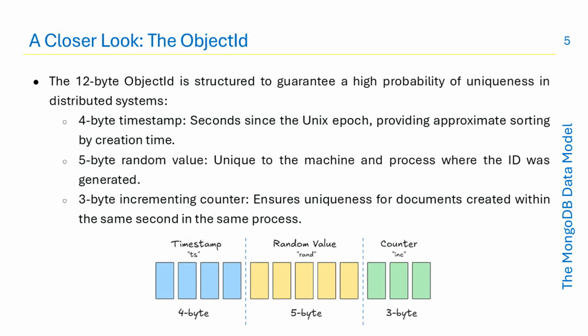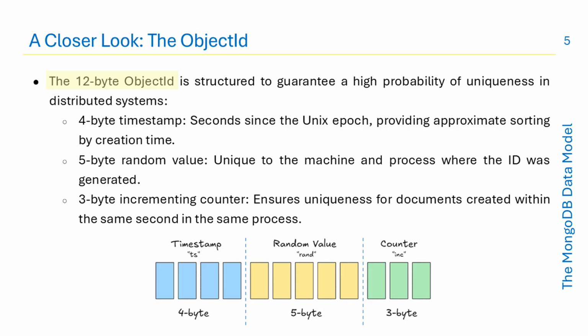We just mentioned that every document has a unique ID field that functions as its primary key. Let's take a closer look at the default value for this field, the ObjectId. The ObjectId is a 12-byte identifier that is cleverly designed to be unique with a very high probability, even in a distributed system with many servers creating documents at the same time. This is achieved without needing a central server to hand out IDs, which is great for scalability.